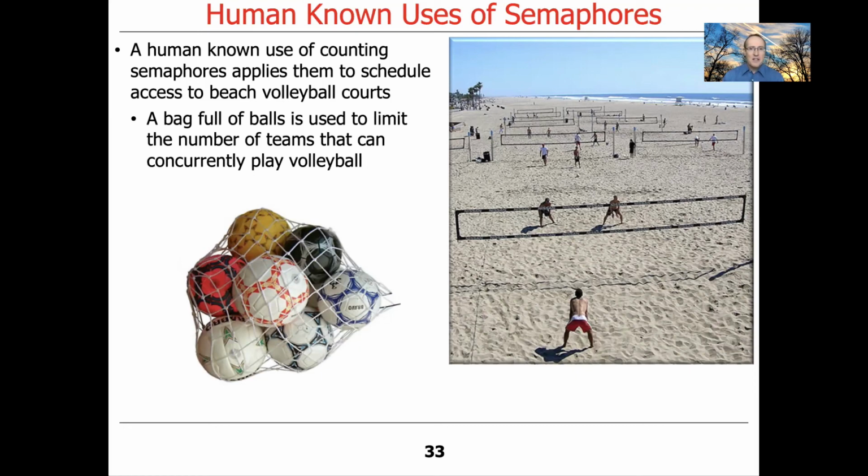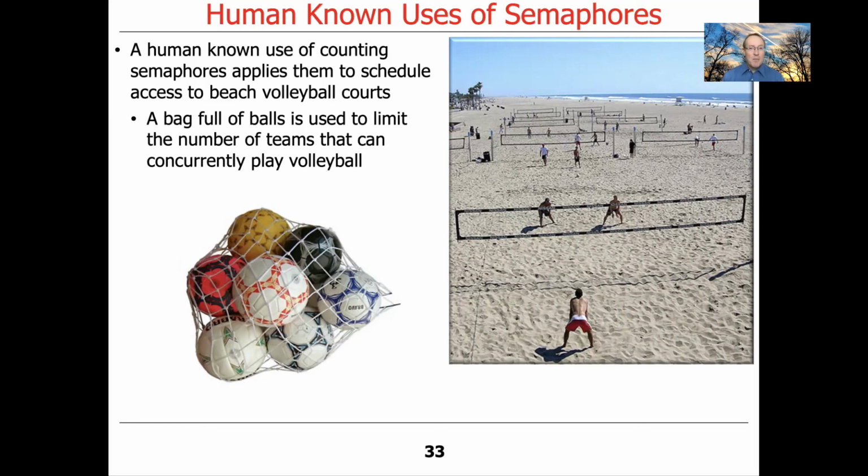And the protocol was if you wanted to play on one of the courts, you had to go over and get a volleyball from the bag of volleyballs. Well, if there was a volleyball in the bag of volleyballs, that meant that there was an available court. And so someone would send a representative over to look and see if there was any balls in the bag. If there were, then they would go ahead and take one and go off and play. And when they were finished, they would come back and replace the volleyball in the bag of volleyballs.